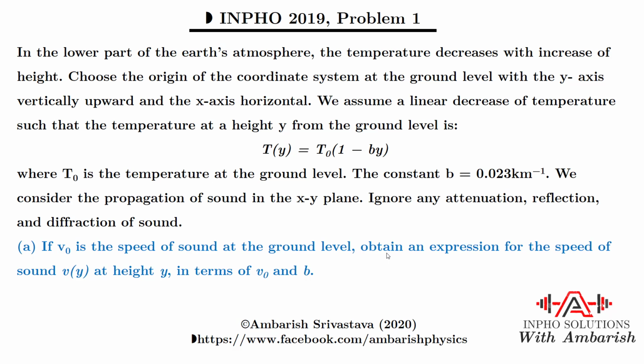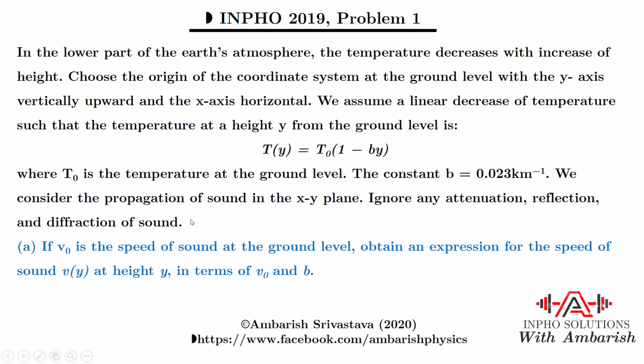So in this video I'm presenting problem 1, which is based on Snell's law applied to sound waves. So let's see the problem. In the lower part of Earth's atmosphere, the temperature decreases with the increase of height. Choose the origin of the coordinate system at the ground level with y-axis vertically upward and x-axis horizontal. We assume a linear decrease of temperature such that temperature at a height y from the ground level is given by T(y) = T0(1 - By), where T0 is the temperature at the ground level. The constant B is given as 0.023 km inverse. We consider the propagation of sound in the xy plane, ignore any attenuation, reflection and diffraction of sound.